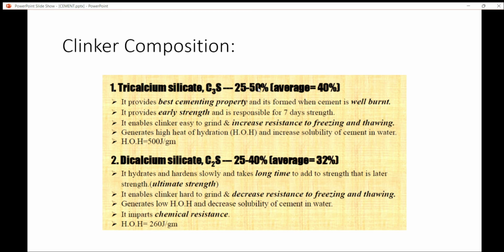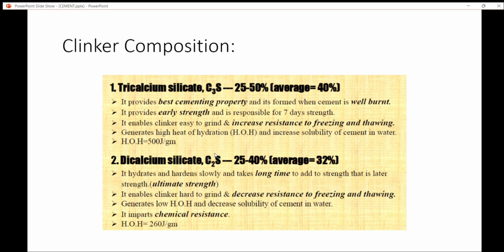Tricalcium silicate, we denote it as C3S, and the average proportion is 40%. It provides the best cementing property when the cement is well burnt. It provides early strength and is responsible for 7 days strength. It makes clinker easy to grind and increases resistance to freezing and thawing. Strength is high, heat of hydration increases, and it increases solubility in water. Heat of hydration is 500 joules per gram.